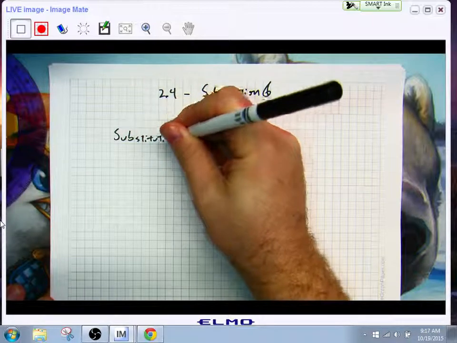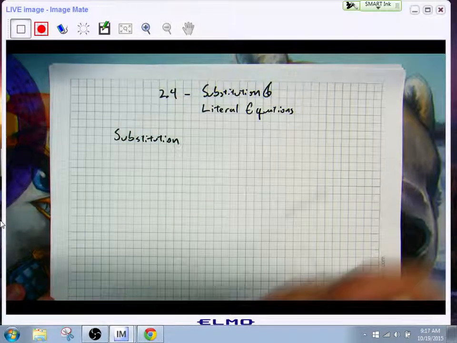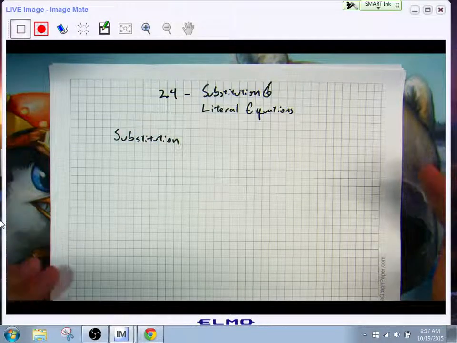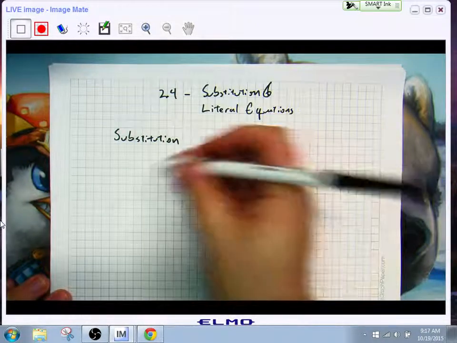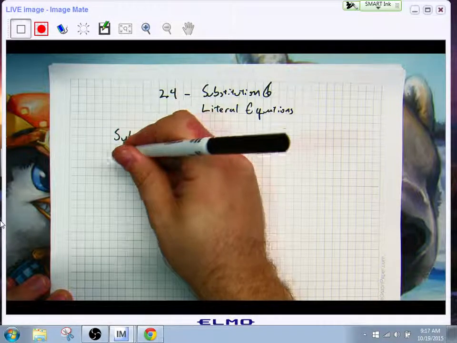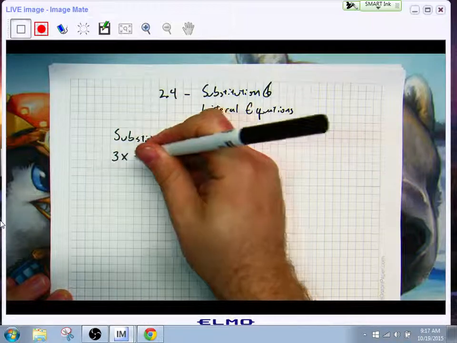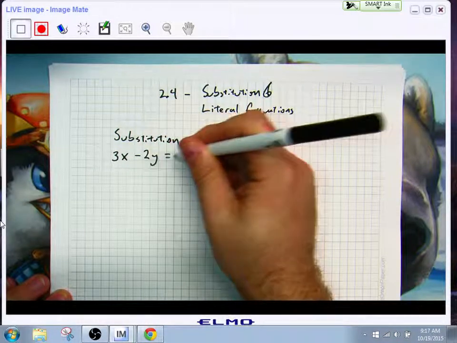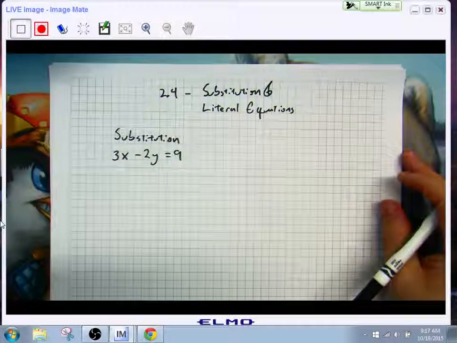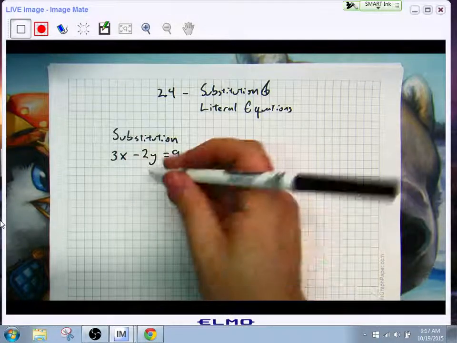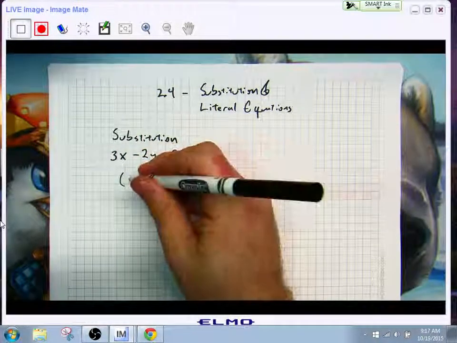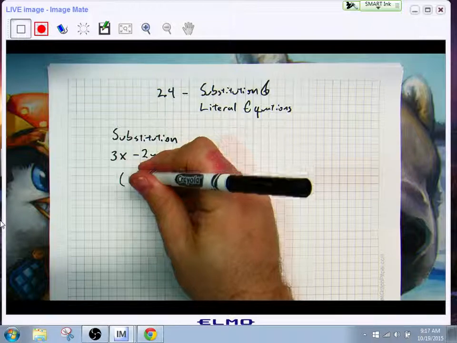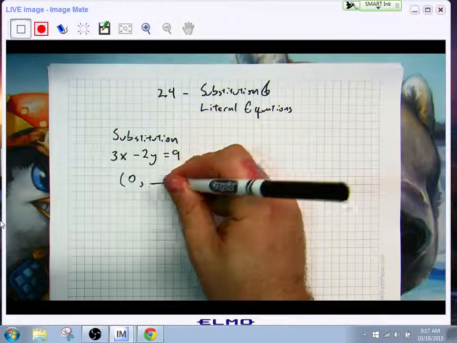Substitution. So when we're working on this, instead of just plugging in for x and y, what we'll often see is we'll get an equation. I'm just going to make up an equation off the top of my head. So I have 3x minus 2y is going to equal 9. And so we might be asked to do something like this. We'll be given the x coordinate. Maybe we'll be told x equals 0. And we're going to be asked to find the y coordinate.